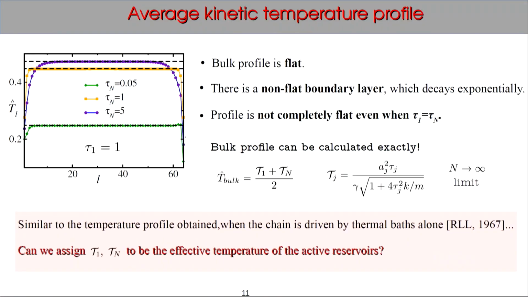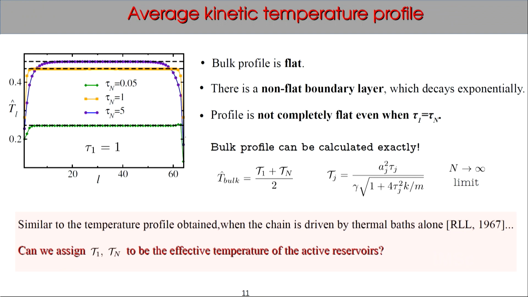Yes, so now coming to the average kinetic temperature. Why are we looking at the kinetic temperature? In the equilibrium case, calculating the kinetic temperature gives you the local temperature at each site. It turns out again that, similar to the thermal case, the bulk profile is flat. However, there is a non-flat boundary layer which decays exponentially. Interestingly, the profile is not completely flat even when the activities are the same.